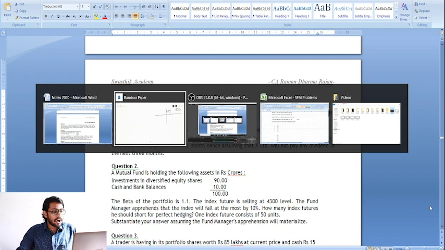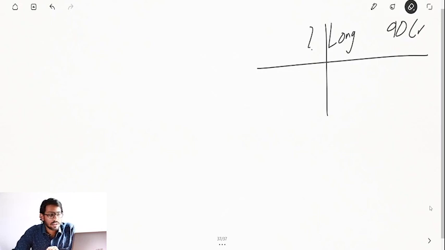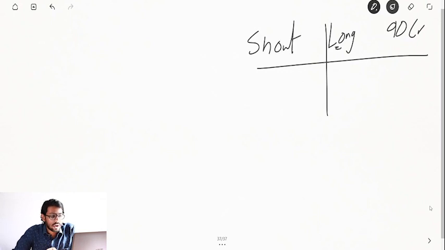You are long 90 crores in the cash market. The question is, how much should you go short? What is the strategy here? Clearly here it is long, therefore here it is short. Plain and simple. What is the amount? That's the question, or rather the number of futures.